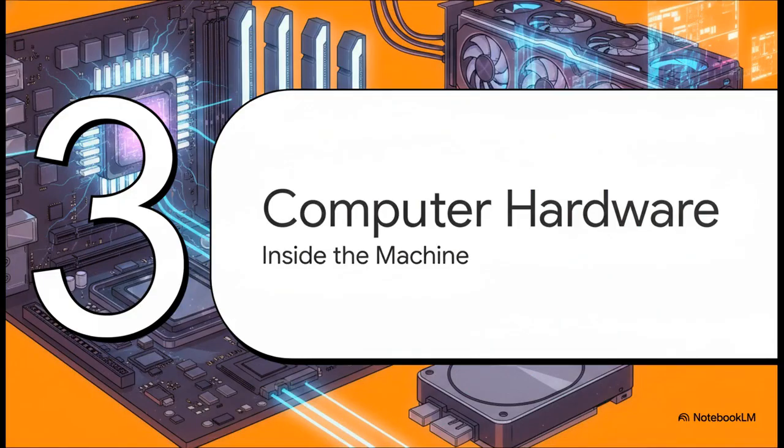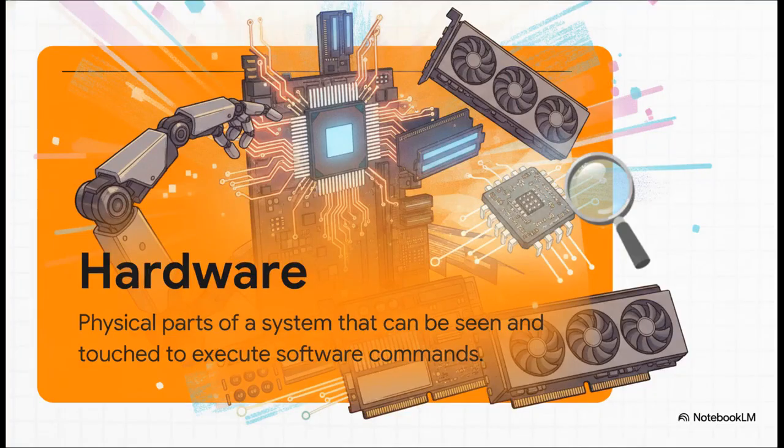Let's dive into section 3, understanding computer hardware. So, what exactly is hardware? Simply put, it's the physical parts of a computer system that we can actually see and touch. Hardware is basically the collective term for all the physical components that execute the commands given to them by the software. And the absolute most important takeaway here is this.